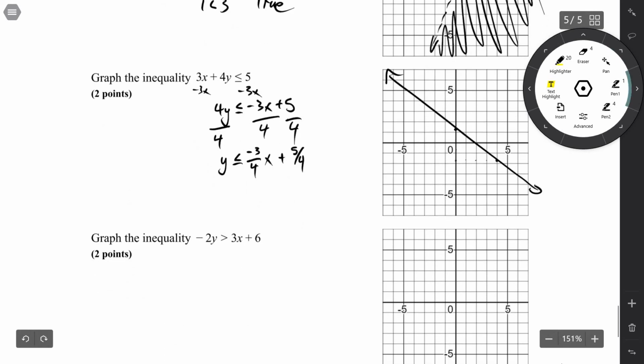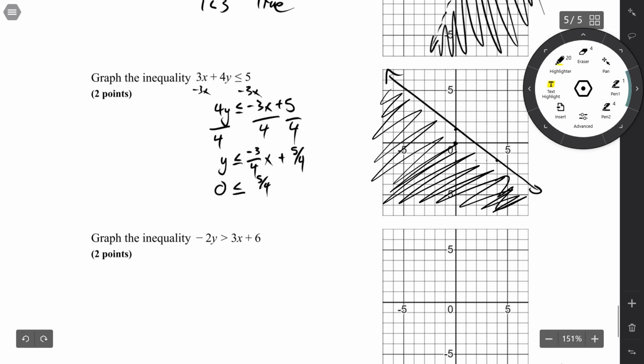All right, so we're testing a point. We're plugging in 0 and 0. So this would go to 0. The negative 3/4 x would go to 0. And we'd just be left with 5/4. 0 is less than 5/4. So this testing point, the origin, checks out. We're going to shade that side of our inequality.